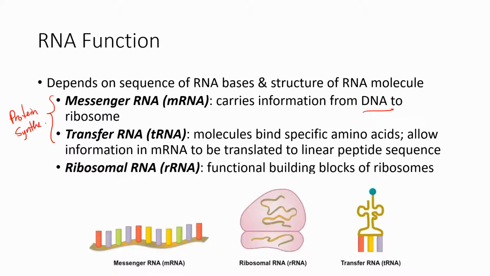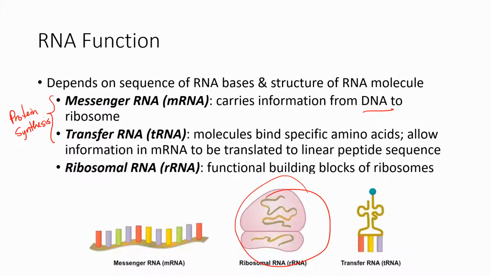So the final type of RNA is ribosomal RNA, but it's more functional. It is physically a part of the ribosome. So a ribosome is made up of rRNA and protein bonded together to form that structure of a ribosome.